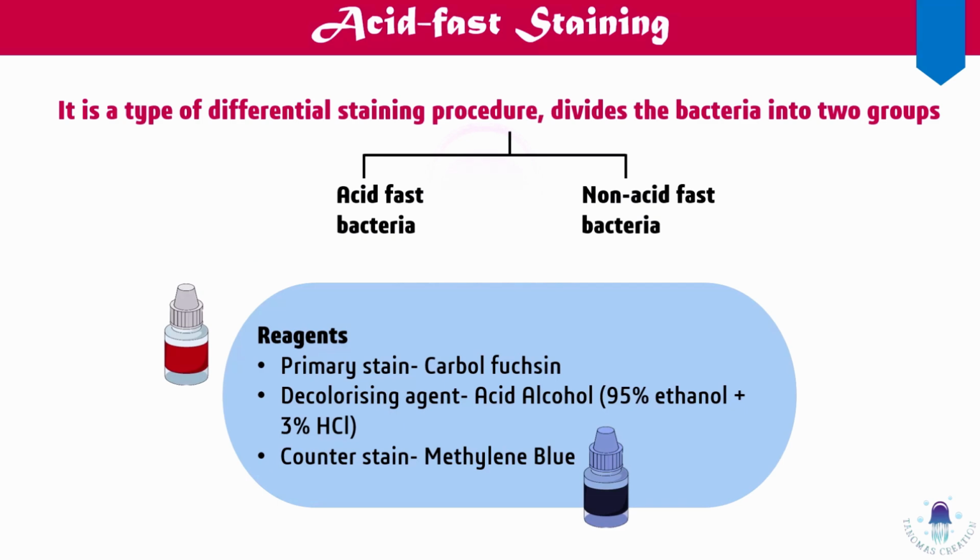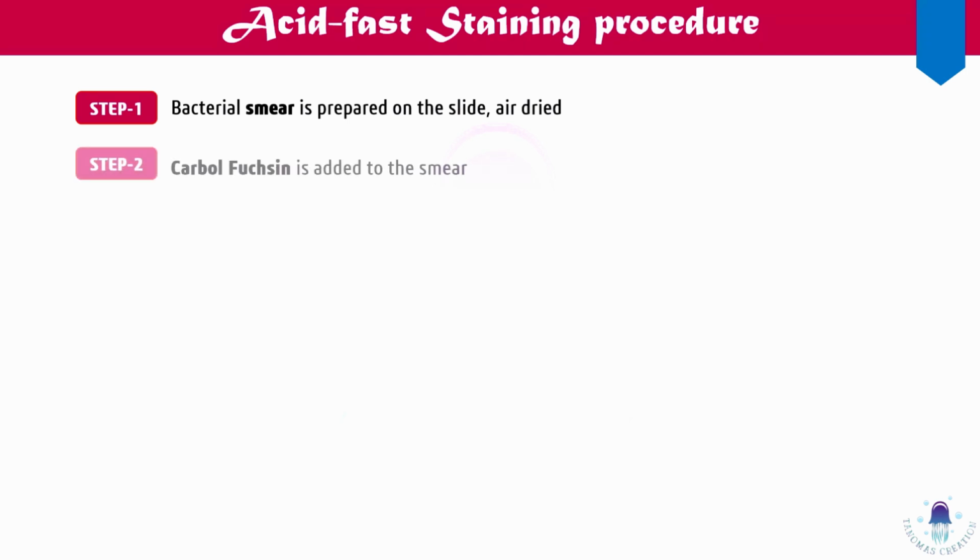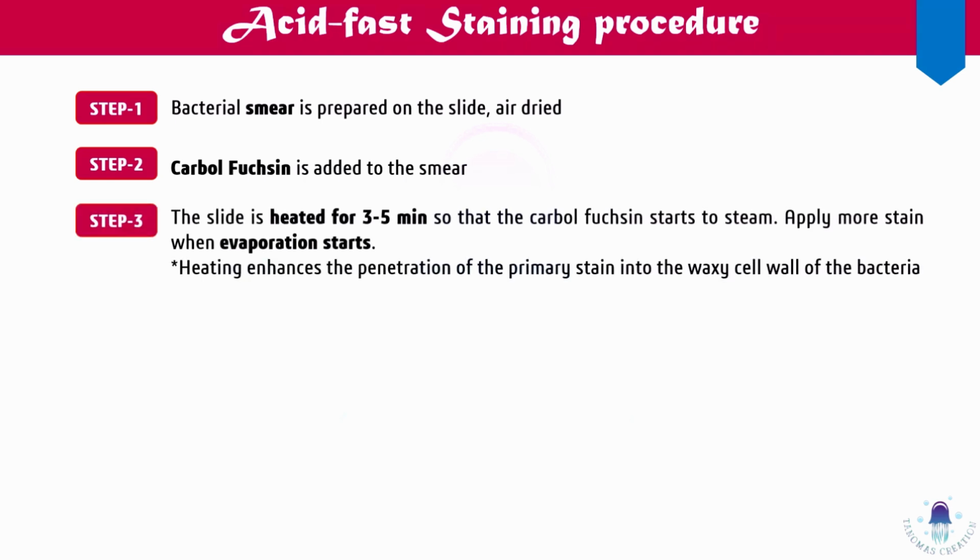Now coming to the procedure of the acid-fast staining, in step 1, first the bacterial smear is prepared on the slide and it is air dried, followed by the addition of the carbolfuchsin on the smear. Now this carbolfuchsin is kept for 1 minute and then it is heated for 3 to 5 minutes more so that it starts to steam. When the evaporation starts, more carbolfuchsin is added.